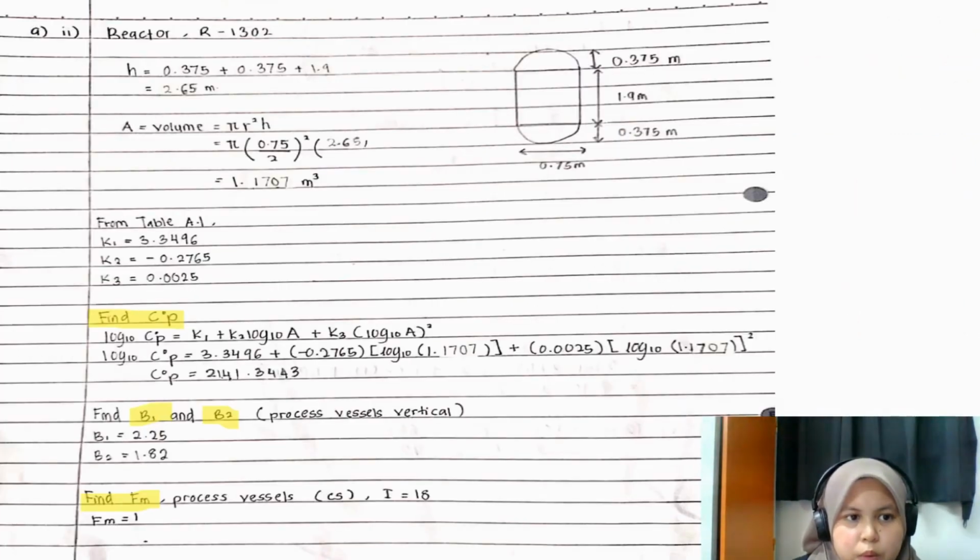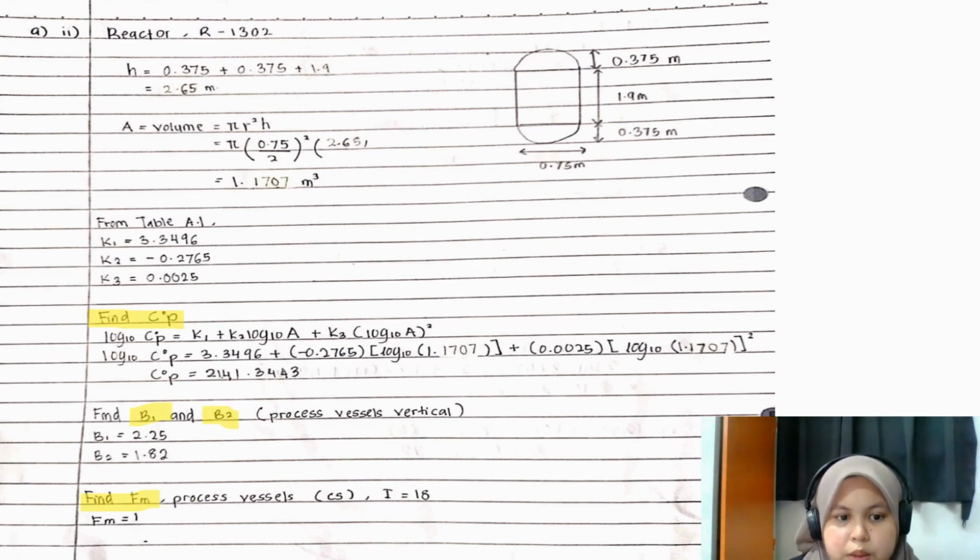Next, after we find the K values, we can find C0P by using the equation log C0P equals K1 plus K2 log10 A plus K3 times log10 A squared. By using this equation, we substitute all the information that we calculated earlier, and then C0P will be equal to 2141.3443.